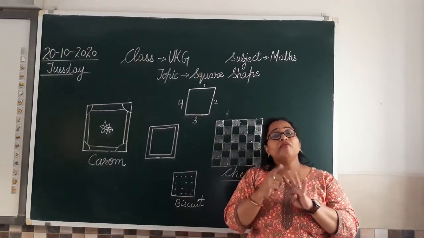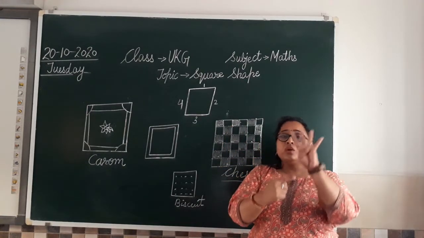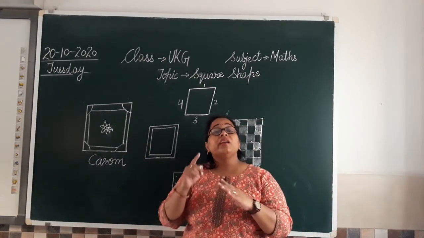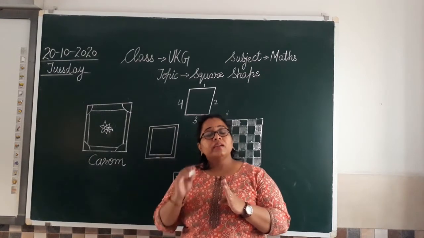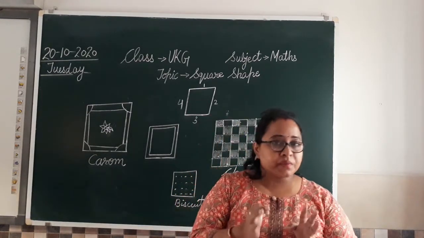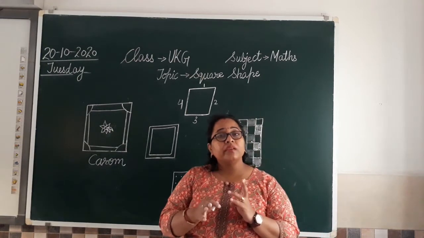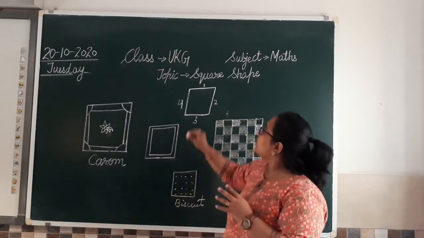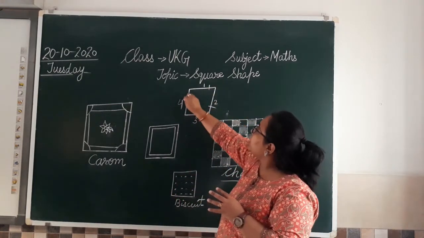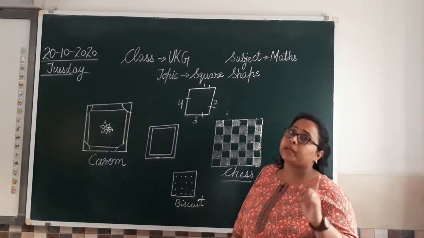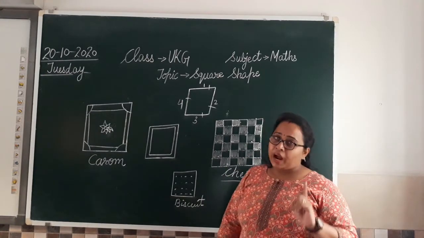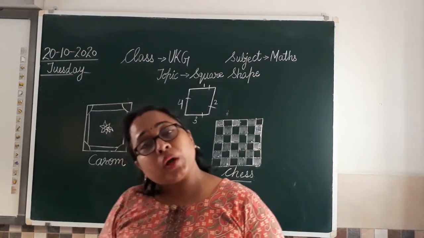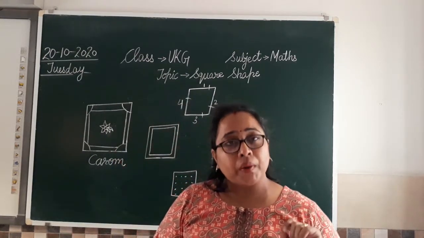How many sides does a square have? 4 sides. 1, 2, 3, 4. So square is having 4 sides and all these 4 sides are equal. Clear? Look, many shapes will have 4 sides, but the difference here is square is having these 4 sides equal. All the 4 sides will be equal. Understood that? Okay. Now let's see our work in book and notebook. That will make your topic more clear.